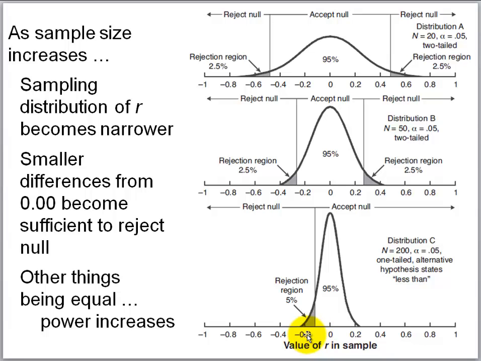In sum, as sample size goes up, the sampling distribution becomes narrower. Smaller differences from 0 become sufficient to reject the null. It's certainly getting easier to reject the null, and indeed power is increasing.